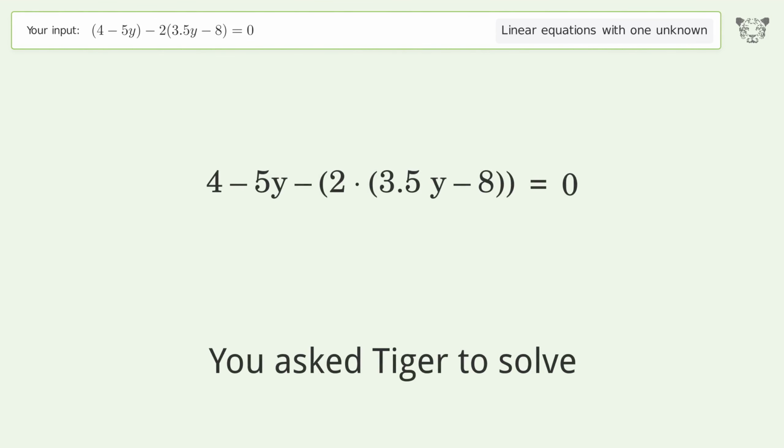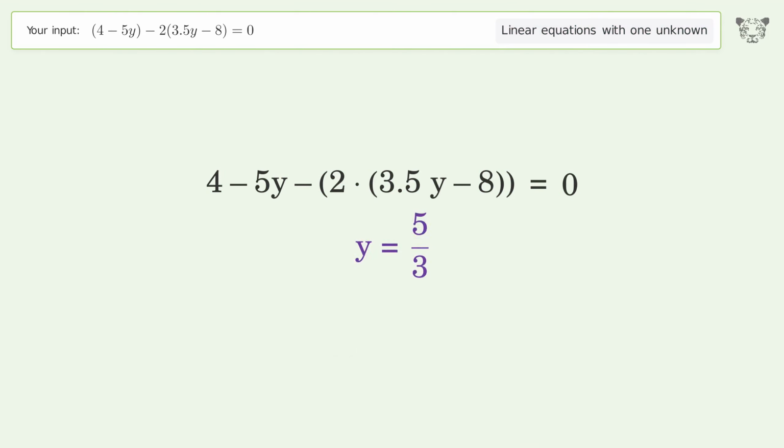You ask Tiger to solve. This deals with linear equations with one unknown. The final result is y equals 5/3. Let's solve it step by step.